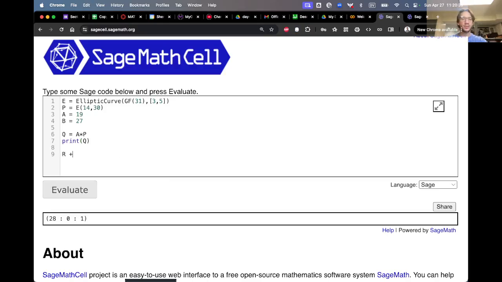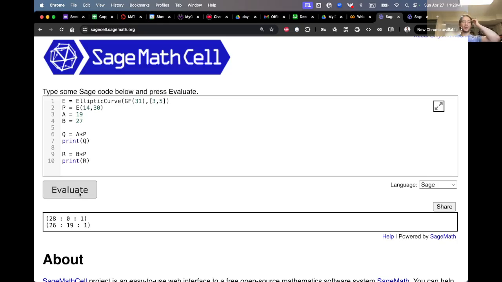Okay, Bob computes the point R equals B times P. Let's see what Bob sends to Alice. Bob sends the point (26, 19). I'm just writing that down as well.